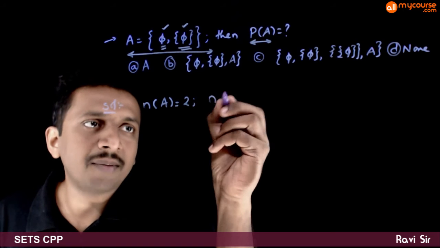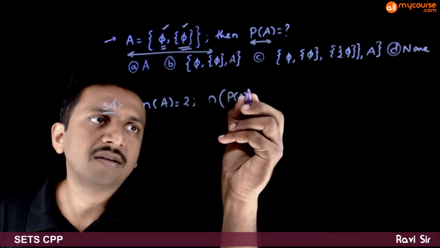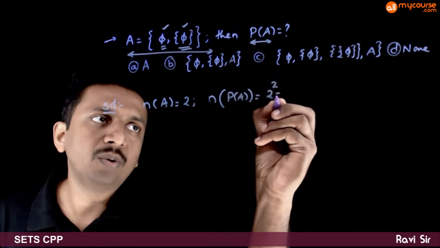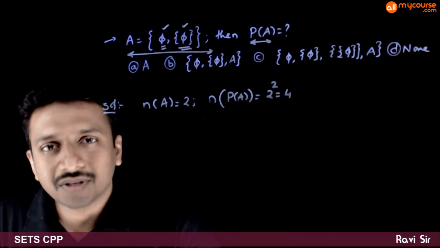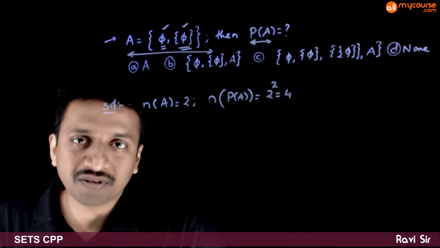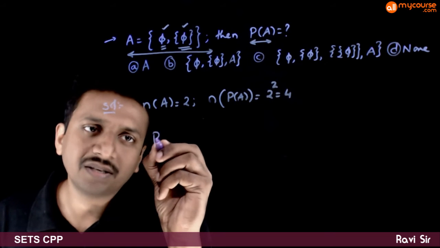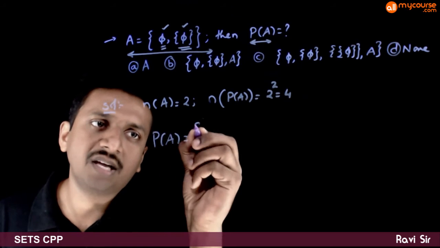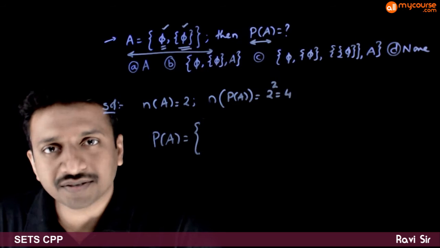So what is the number of elements in P of A? 2 to the power 2, which is equal to 4. So there should be 4 elements in the power set. So let us write the power set. So the power set of A is equal to, so what are the subsets?